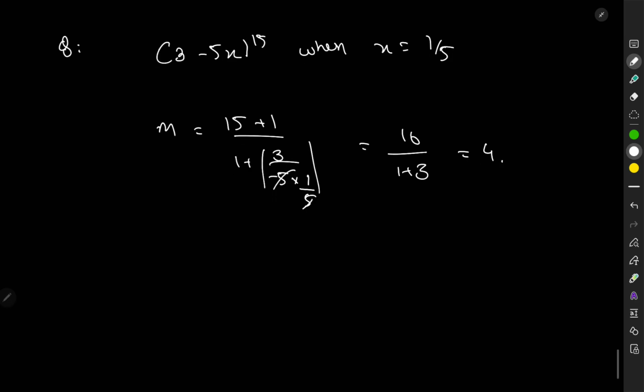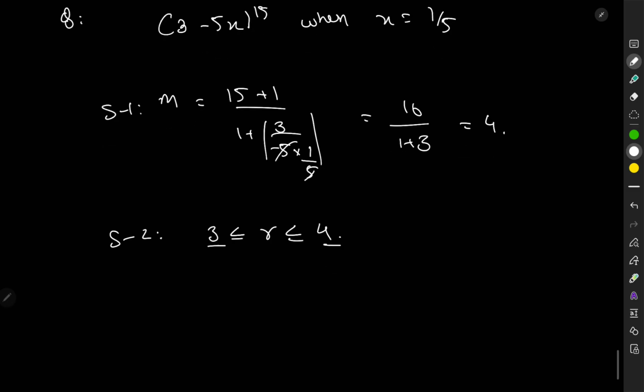So this is step 1. What is step 2? Apply in that range. So 4, right? m minus 1, m. So in this range there will be two numbers, r is equal to 3 and r is equal to 4, which means T4 and T5 will be numerically greatest, and another relation is T4 will be equal to T5. Fine.